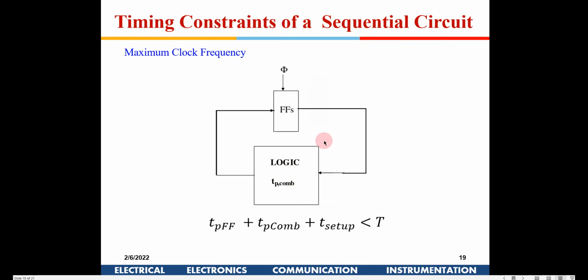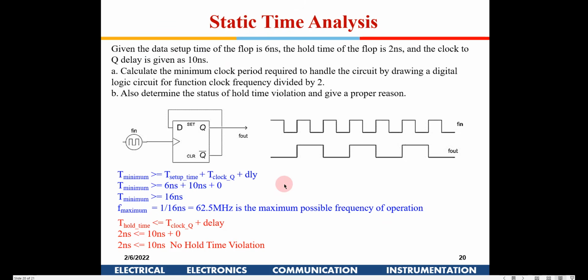So here, the time period has to be greater than T flip flop plus T combinational plus T setup. Only then there won't be any setup violation. This condition has to be met so that there is no setup violation. This is the maximum clock frequency you can use, right. So that is there. Now this is one more example.